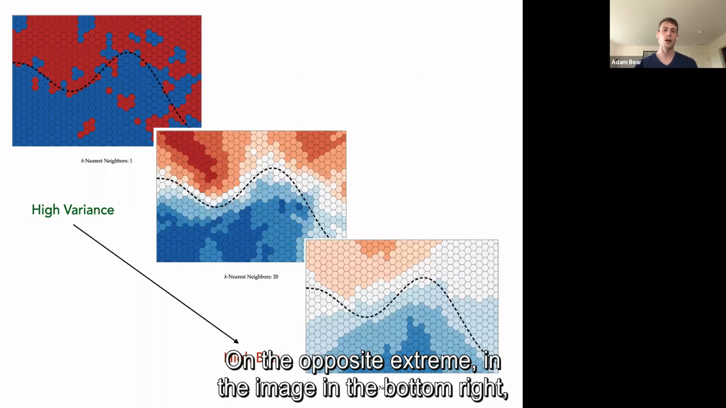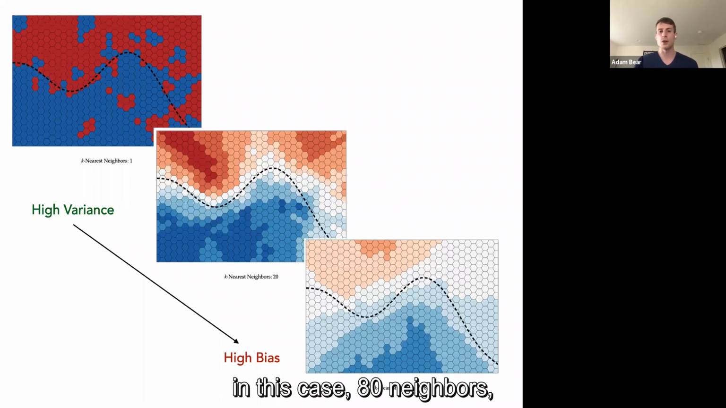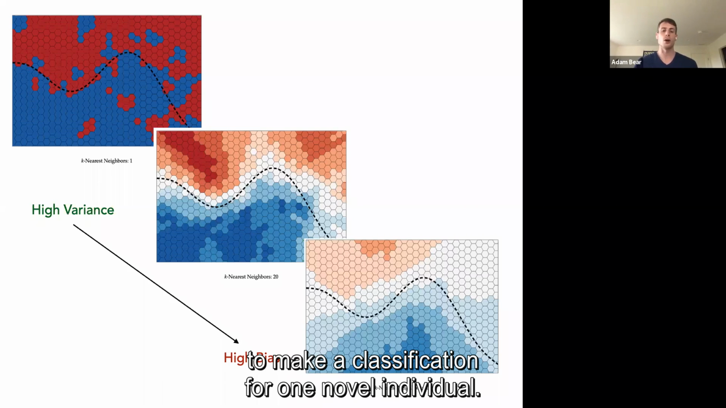On the opposite extreme, in the image in the bottom right, you see what happens if you use a lot of neighbors, in this case 80 neighbors, to make a classification for one novel individual.